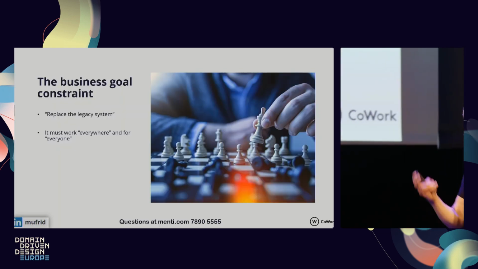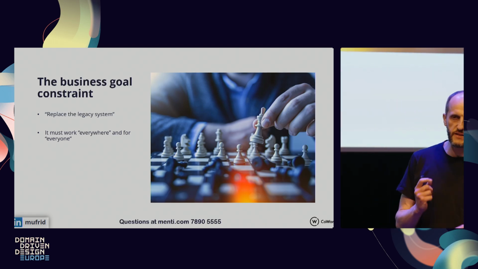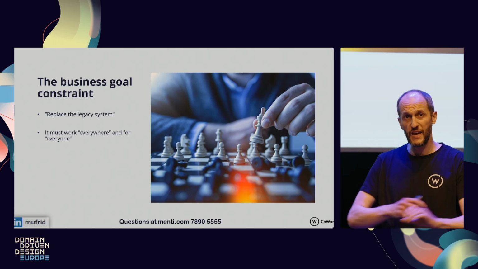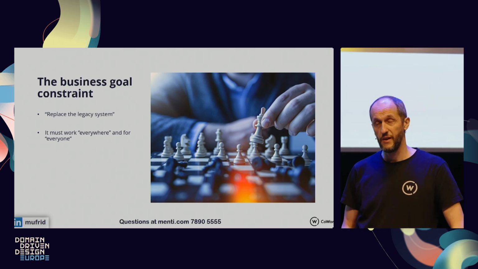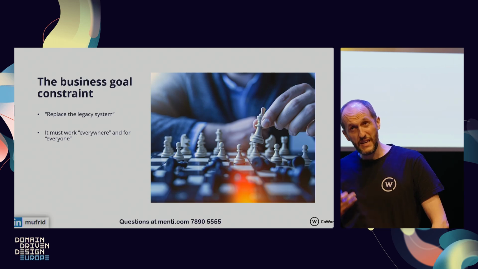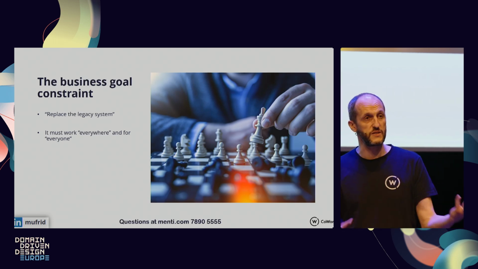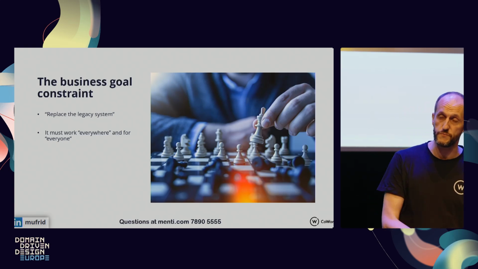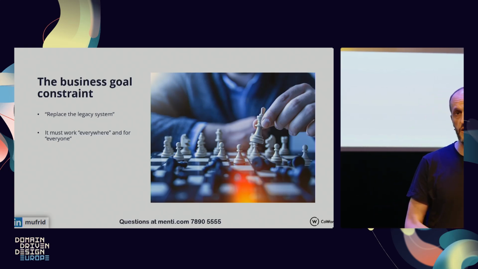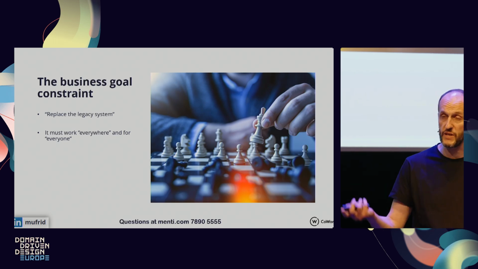So the first constraint was the business constraint. They told us to replace the legacy system, which works everywhere and for everyone. Now, that's not really a business goal, right? However, I believe this is reality for many organizations. Many organizations struggle with those old systems going and producing value, or are critical, but they need to be replaced for many reasons.